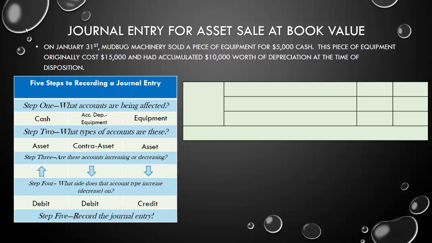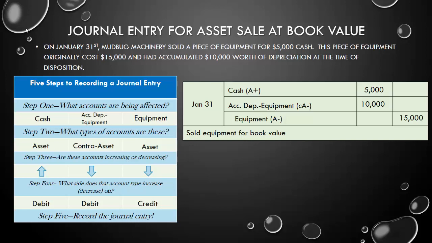So we know what our debits and our credits are. When we record this entry on January 31st, we're going to debit cash for the $5,000 that we are receiving. We are going to debit accumulated depreciation of equipment for the amount we had on the books, which was $10,000. And we need to take the equipment off of our books, which was on there at a historical cost of $15,000. We sold our equipment for book value.